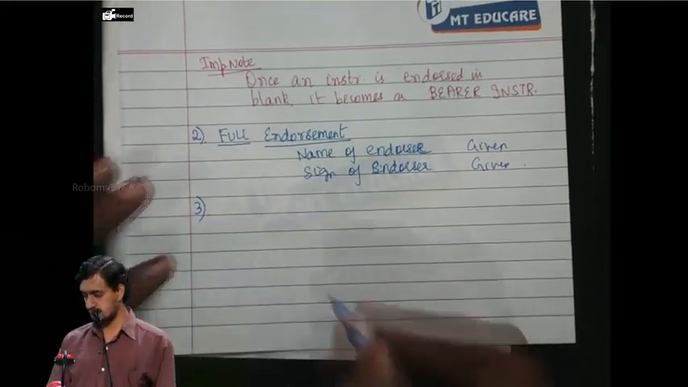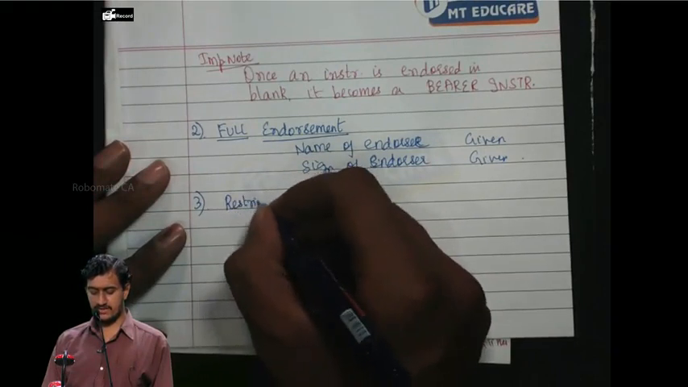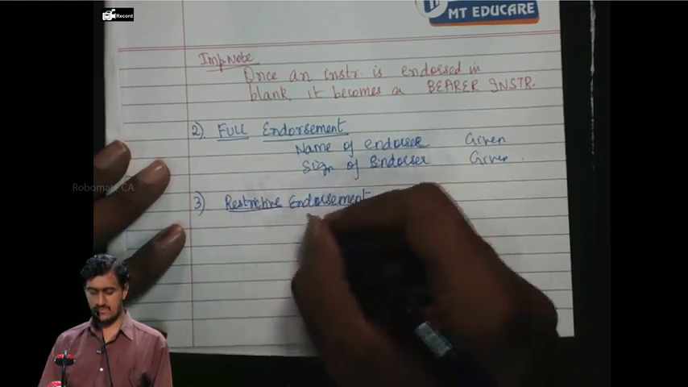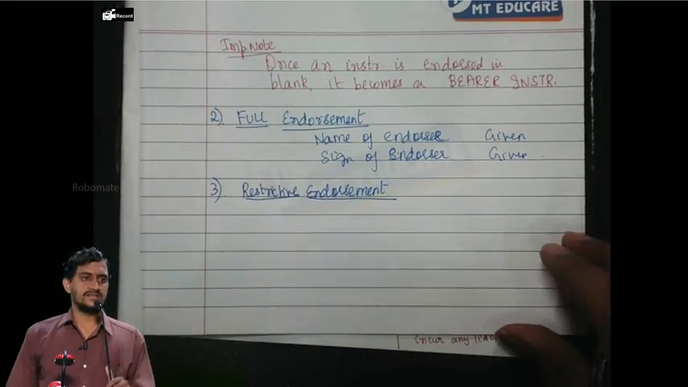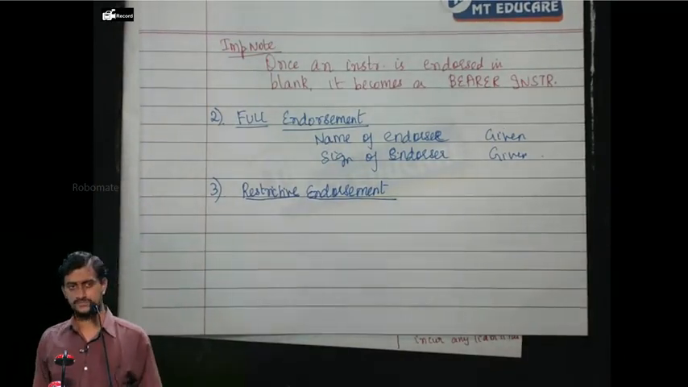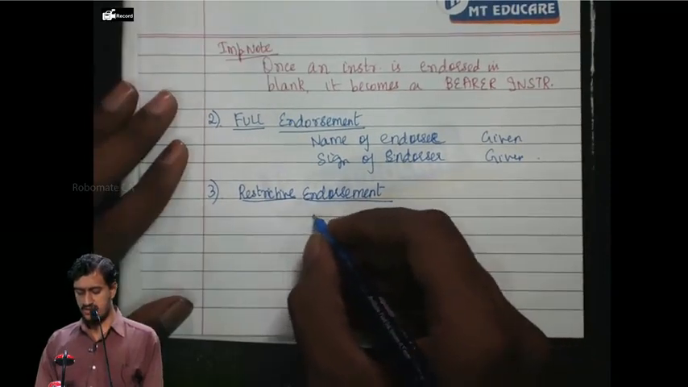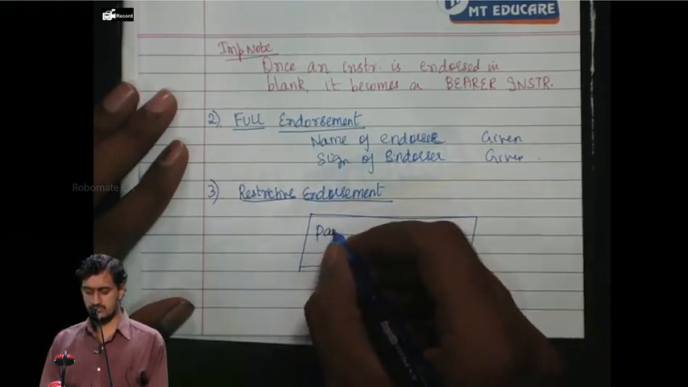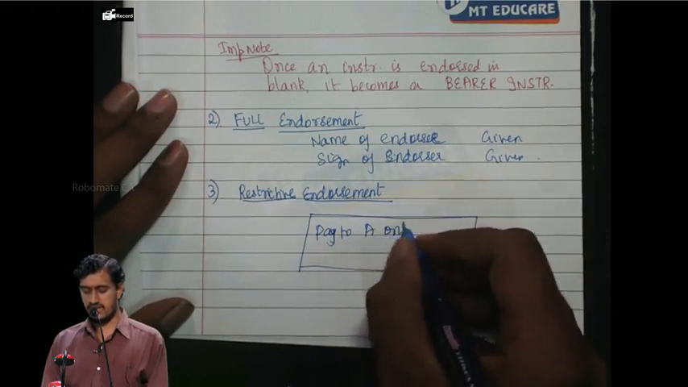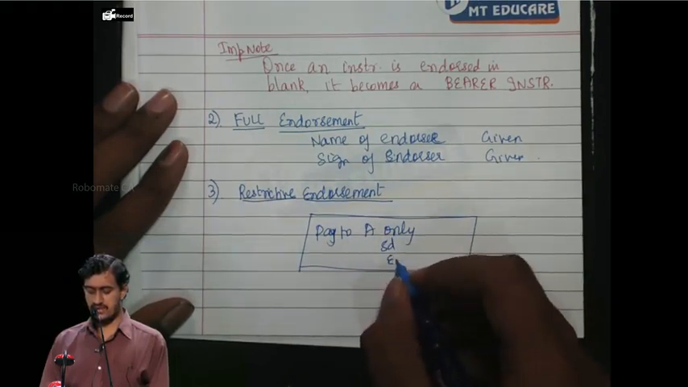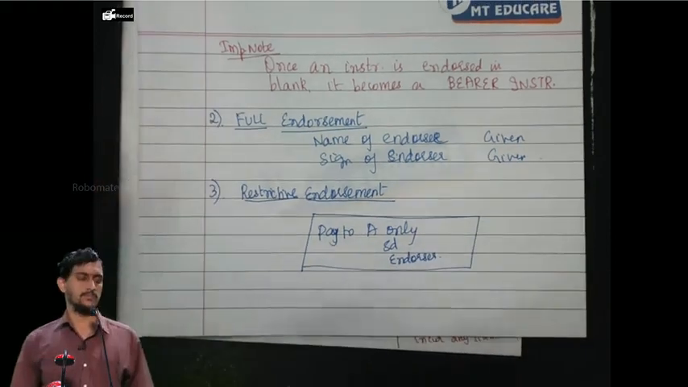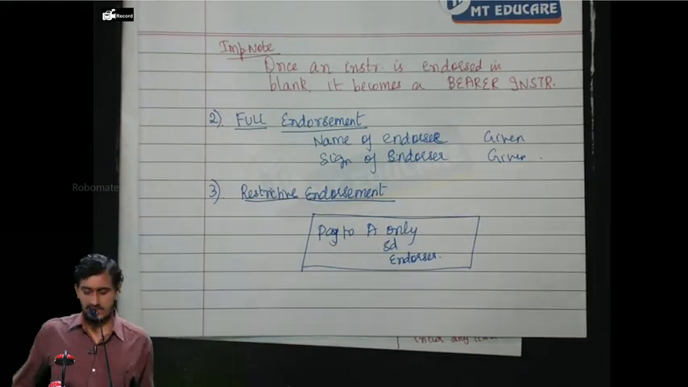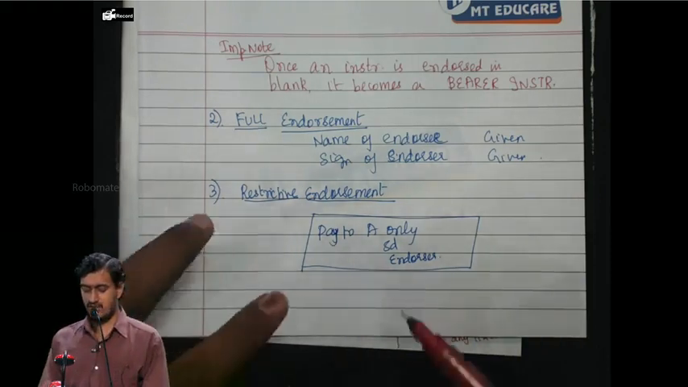Now friends, restrictive endorsement. Restrictive endorsement, where I am endorsing like this: Pay to A only. It is signed by the endorser. Pay to A only. Like this it is signed by the endorser. Now tell me friends, this is called a restrictive endorsement.